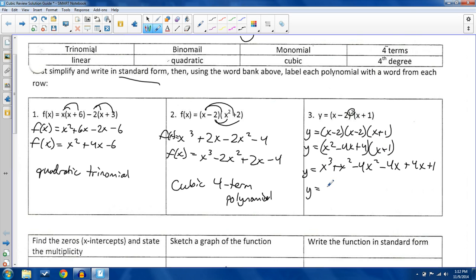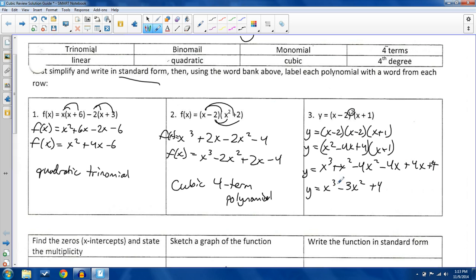Let's see what we got here. We got an x cubed. X squared minus 4x squared is negative 3x squared. Negative 4x plus 4x is 0. And then you get, oh, I'm sorry, this isn't plus 1, this is plus 4. And so this is 0, and all that's left is your plus 4 right there. So there's your final answer.